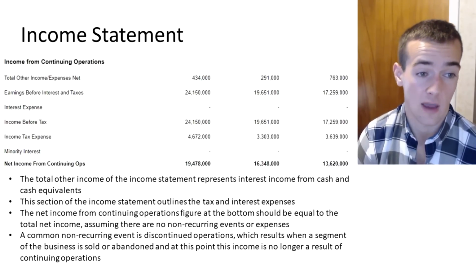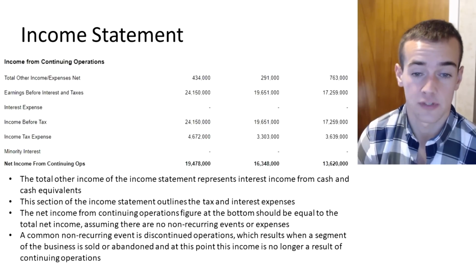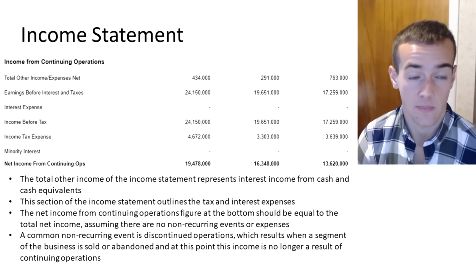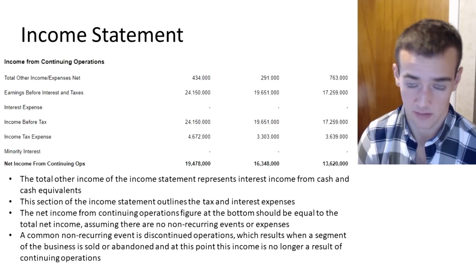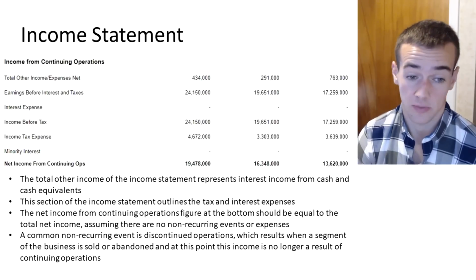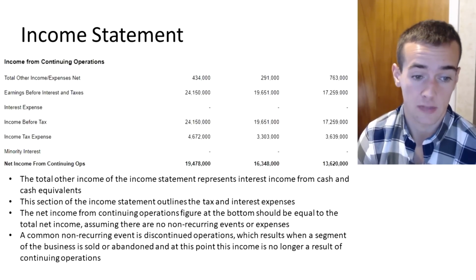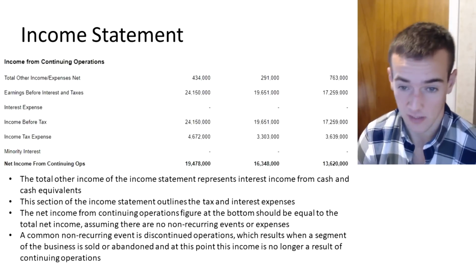So at the top we have total other income / expenses net. This represents interest income from cash and cash equivalents. And then this section of the income statement outlines the tax and interest expenses. So the net income from continuing operations, that's the figure at the bottom, this should be equal to the total net income, assuming there are no non-recurring events or expenses.